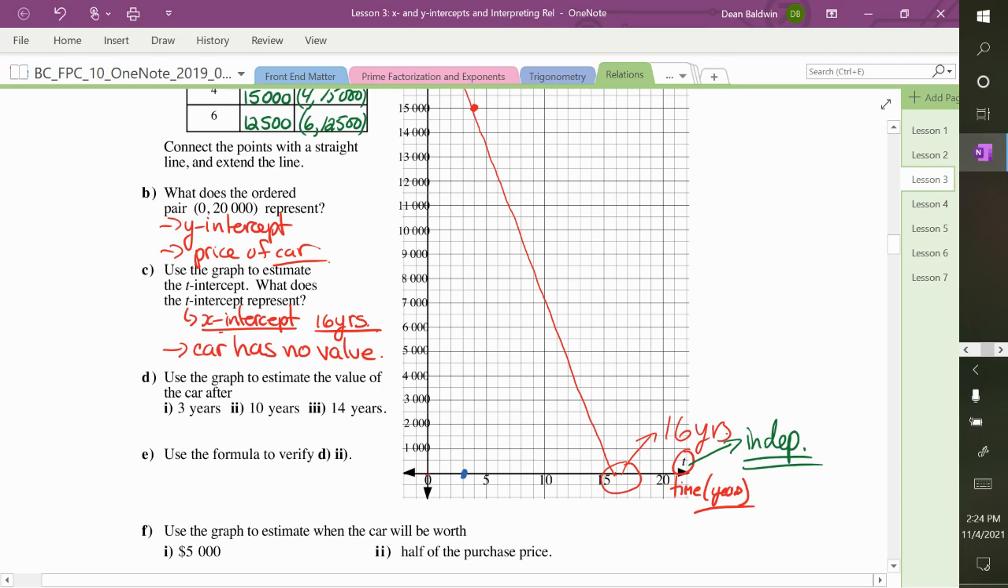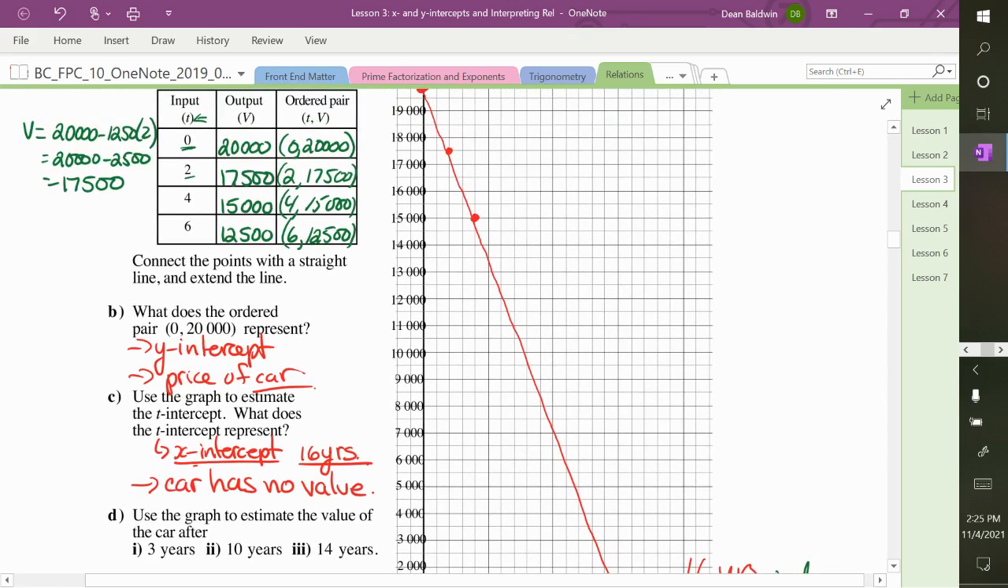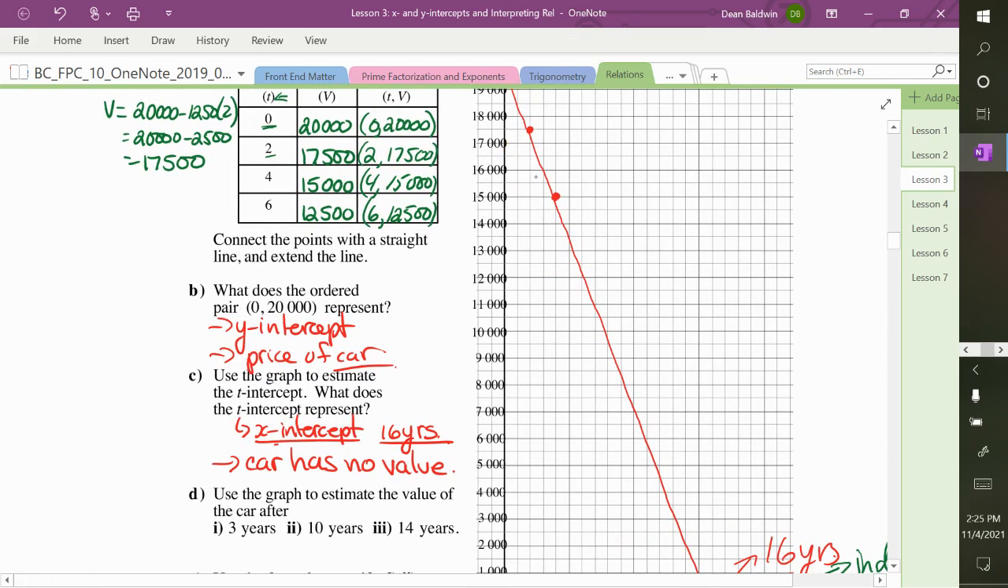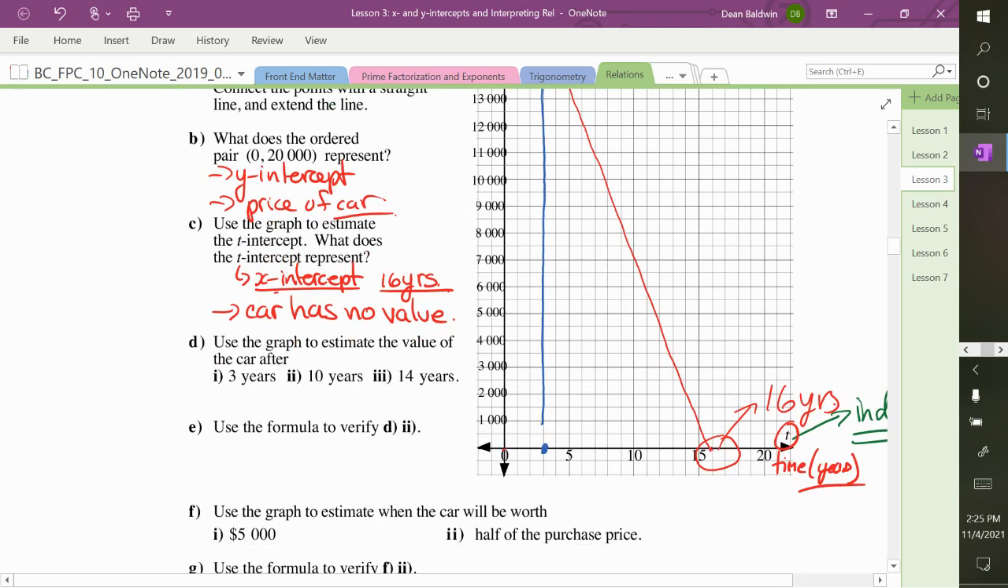Then go up until you hit the graph, which is way up here. 1, 2, 3. It's about there. And then go across and get the value of the car. So after 3 years, it has a value of $16,000.